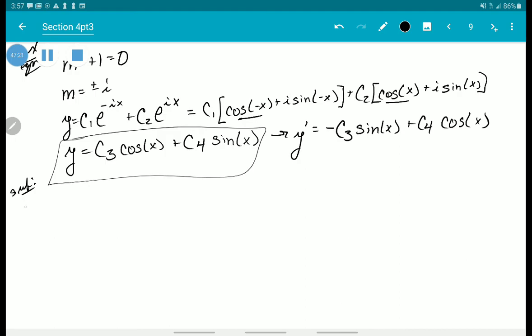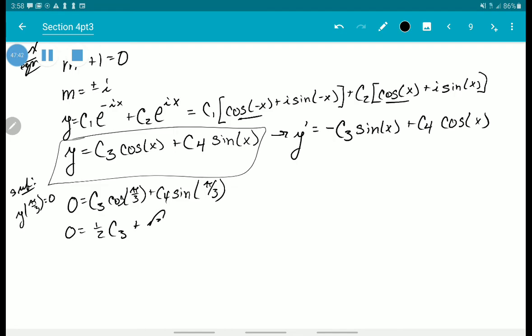So let's sub in that initial point. It says y of pi over 3 is equal to 0. So we're going to have 0 equals c3 cosine of pi over 3 plus c4 times sine of pi over 3. So we're going to get 1/2 c3 plus square root of 3 over 2 times c4. Those values are coming from that unit circle.